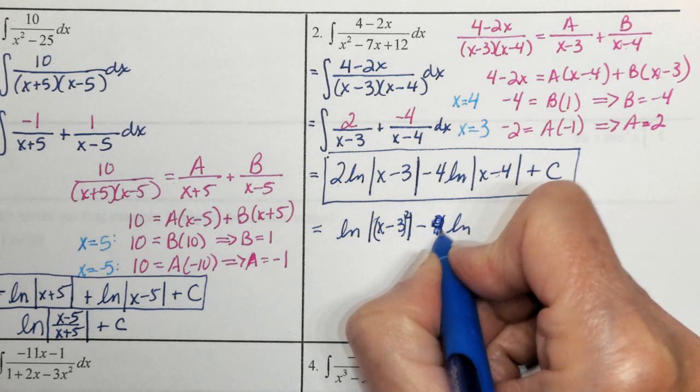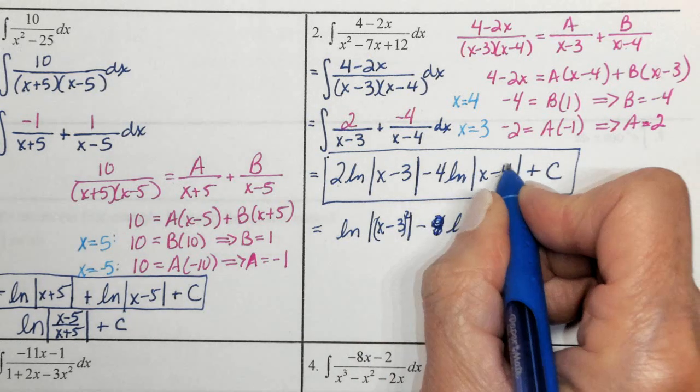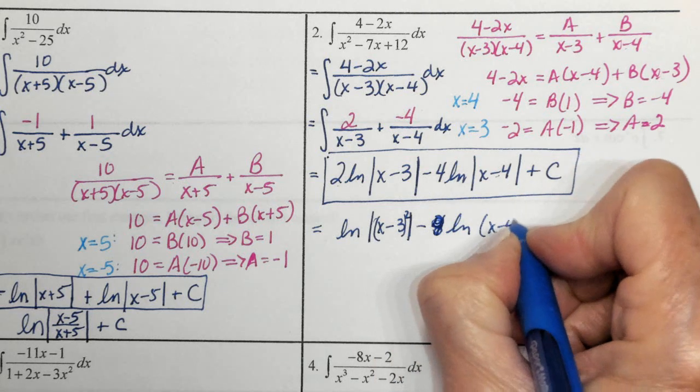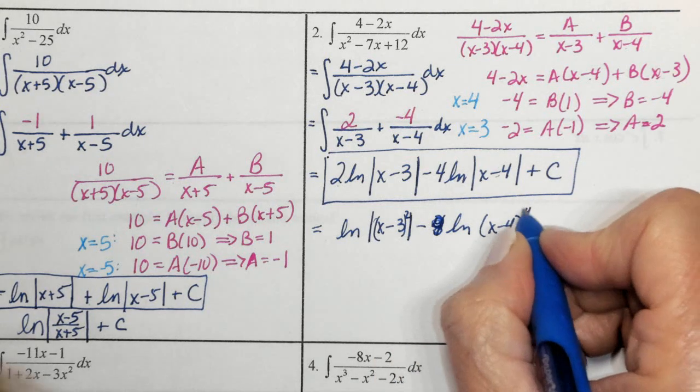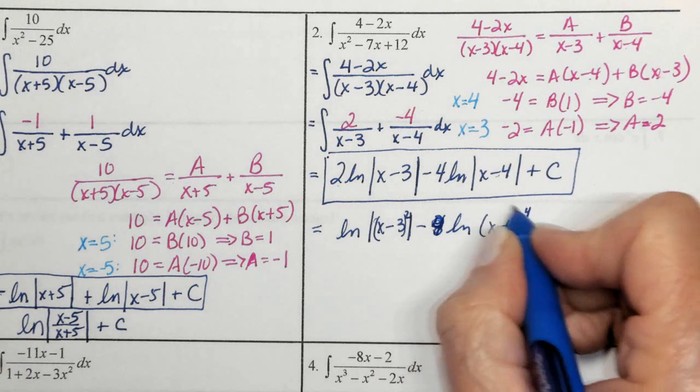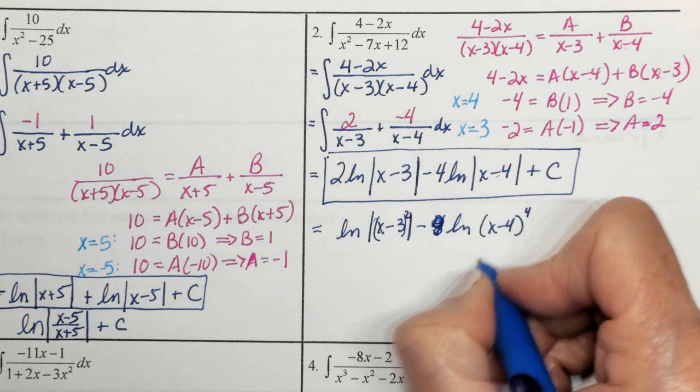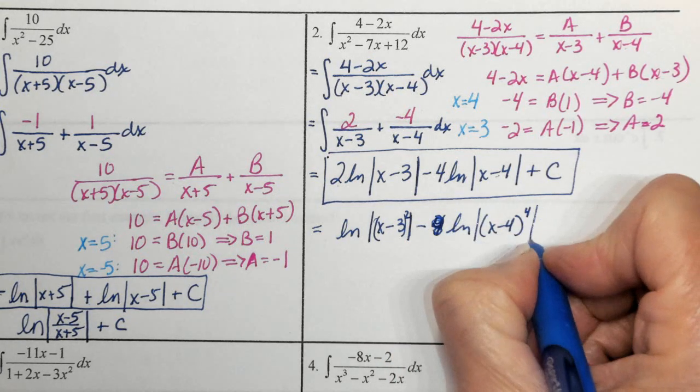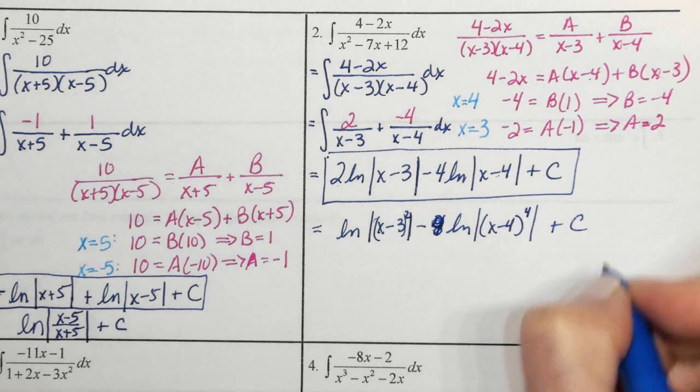Oops, I'm moving the 4 to the exponent, right? And again, it'll be x minus 4 to the 4th. With that 4 as a power, this thing will never be negative, so we really don't need the absolute values. It doesn't hurt to have them, but we just don't need them.